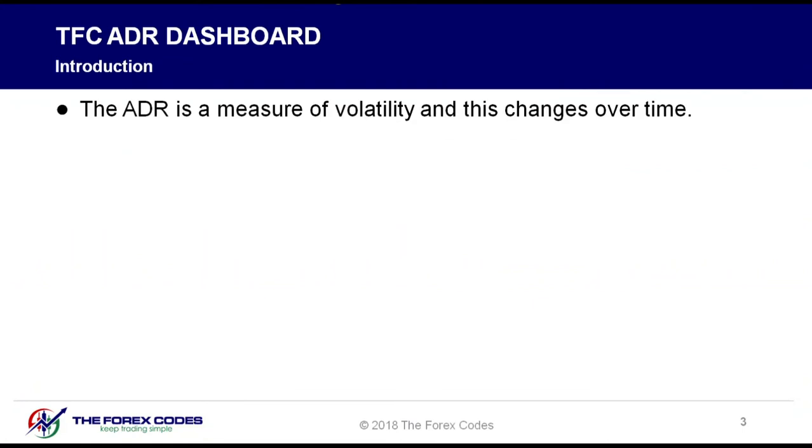And the ADR is a measure of volatility, and this changes over time. For example, if the ADR of the pound is 200 pips this year, last year it might have only been 100. Volatility changes over time depending on what's going on with the currency and the fundamentals of that country. So if something's got a range of 200 pips, that's a more volatile currency than one that's got a range of 50 pips. Okay?